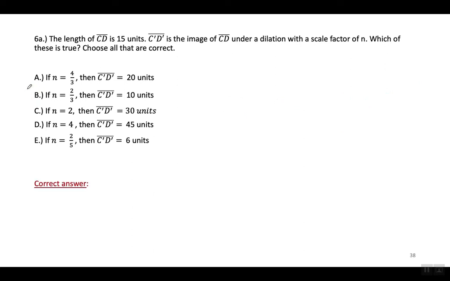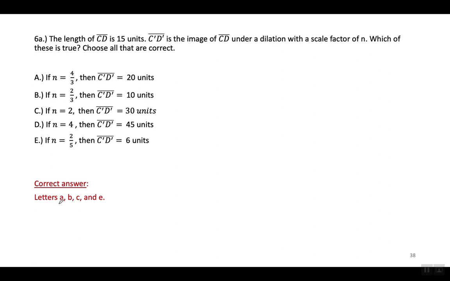How many correct answers are there here? Several. Listen, I'm always trying to imitate what's on the test. So if I put that many correct answers, that means it's most likely like that on the test. And why am I pointing that out?